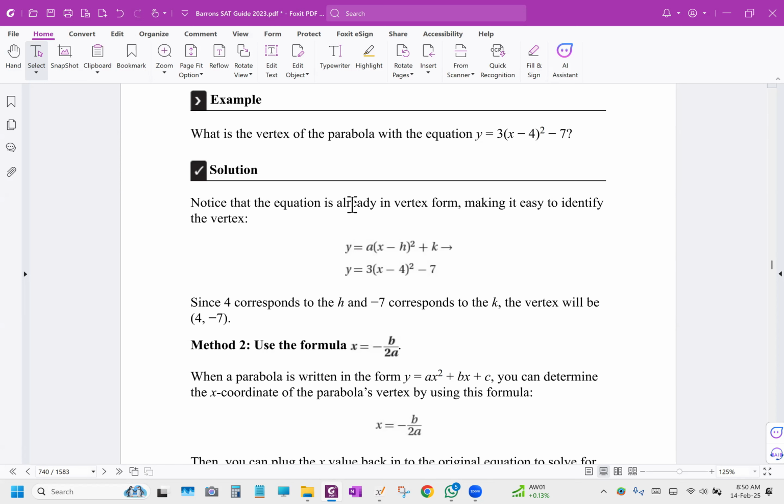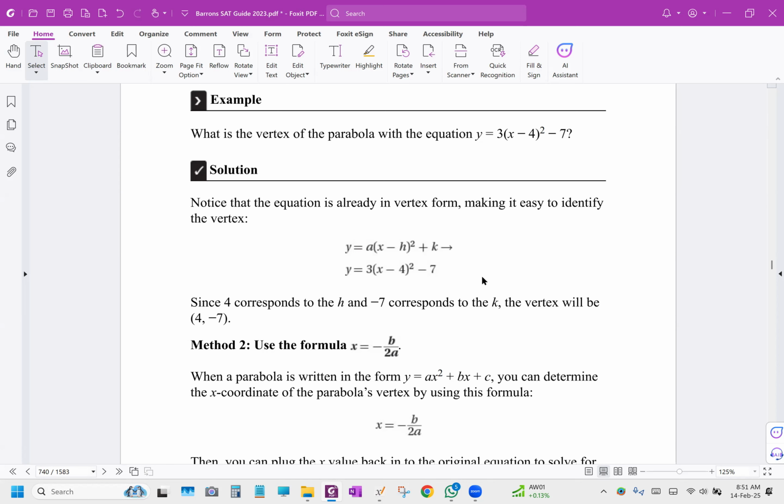Notice that the equation is already in vertex form, and we are calling this formation of the parabolic equation the vertex form, because I am calling this the standard form: y equals ax squared plus bx plus c is the standard form of the parabolic equation, and I'm calling this form y equals a(x minus h) whole squared plus k the vertex form. So the vertex form gives you the advantage of finding the vertex very easily. And how do you do that?